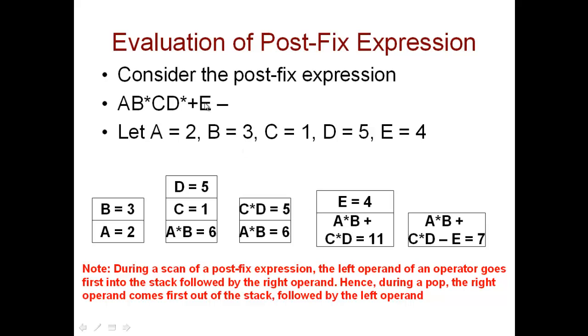And then you encounter an operand E, so push it to the stack. And then you encounter a minus, so pop the stack twice. E becomes the right operand, A star B plus C star D becomes the left operand. Whatever the result of it is, it is pushed back to the stack, and then you try to scan the rest of the expression. You don't see anything else to scan. Then you finally pop the stack once, and that's the final result, the overall result of the expression.